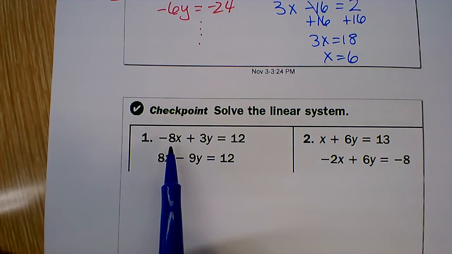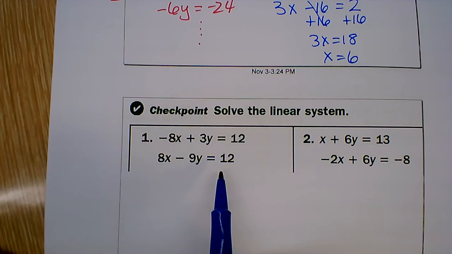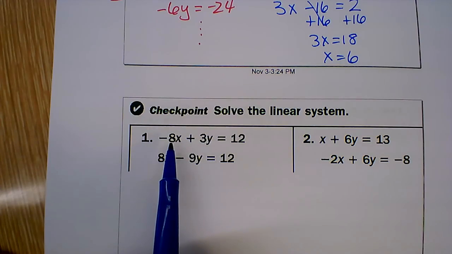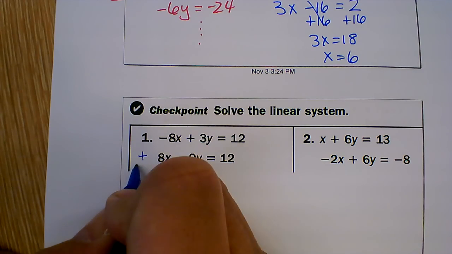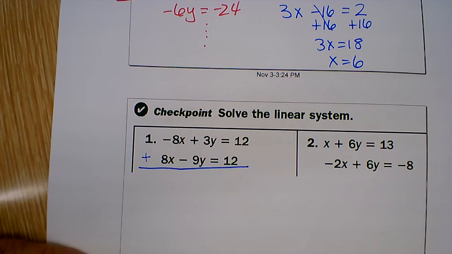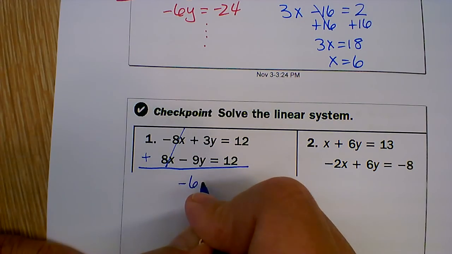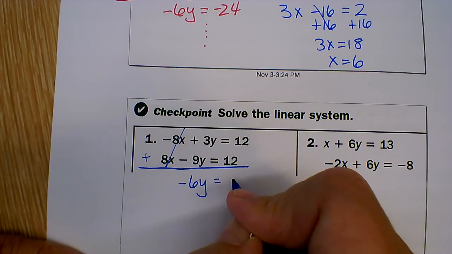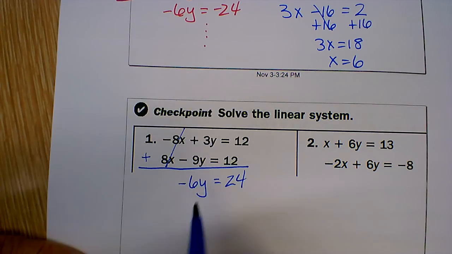When I look at a system, I look to make sure my x's are lined up, my y's are lined up, and my constants are lined up. Then I check the coefficients. The coefficient of x here is negative 8. The coefficient here is positive 8. That's great. If I add those, I'm going to get 0. So I know I'm going to be eliminating my x. These add to 0. 3 plus negative 9 is going to give me negative 6y. And 12 plus 12 is 24. Don't forget to add these. Don't just write 12 down here.